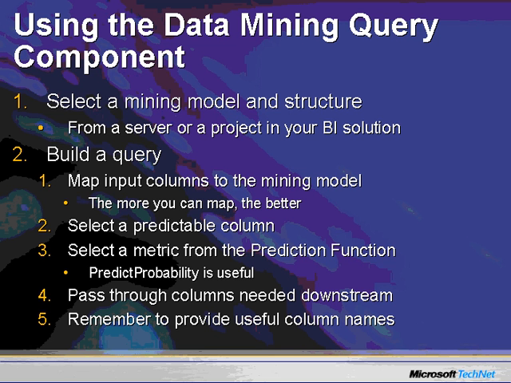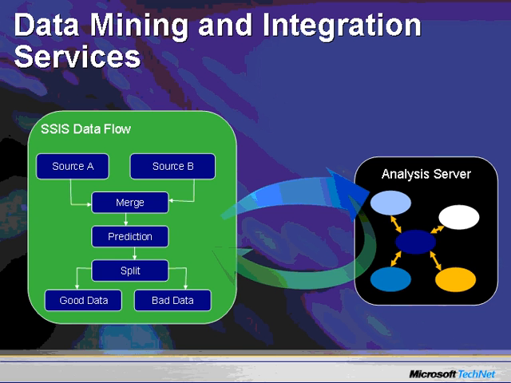I would also always suggest that you select some metrics from the prediction function, a prediction probability, for example, because it's all very well to have a mining model that predicts that this value is wrong, or this value is right, or this customer is going to be a gold card holder, but you want to know what the probability is that that is actually correct. If you're going to be making business decisions based on predictions, I think you want to know some of the metrics behind that prediction. Pass through some columns that you want to use downstream. It's also very useful to remember to provide useful column names so that the users downstream actually understand what results they're getting. You'll see that again when we show the example.